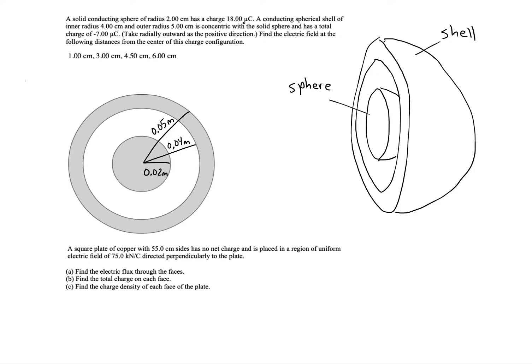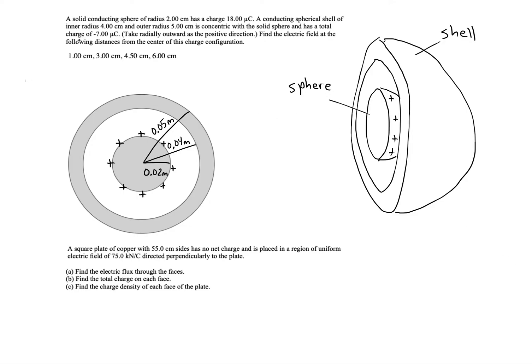Now there's a charge on the inner sphere of 18 microcoulombs, so it's positively charged. And any conductor is going to have its charge spread out. The excess charge is going to spread out on the surface of the conductor. So let's draw the positive 18 microcoulombs being on the outer edge of the inner sphere.